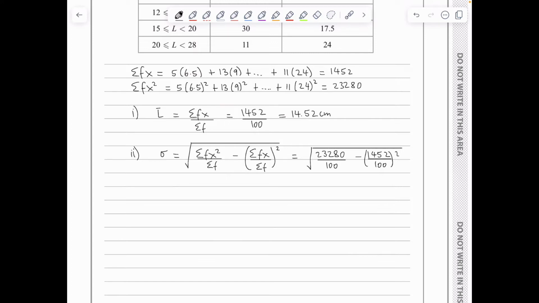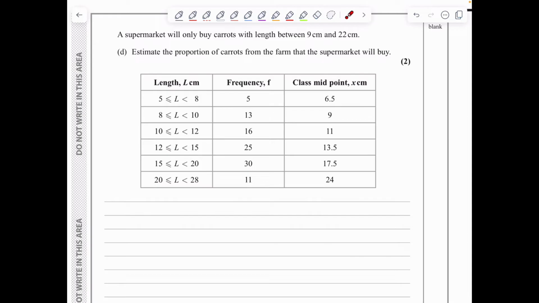Put everything on the calculator. You get an answer of 4.69 centimeters, correct to 3 significant figures. In part D, we are told that the supermarket will only be buying carrots with lengths between 9 and 22 centimeters, and we need to estimate the proportion of carrots that this supermarket will buy.